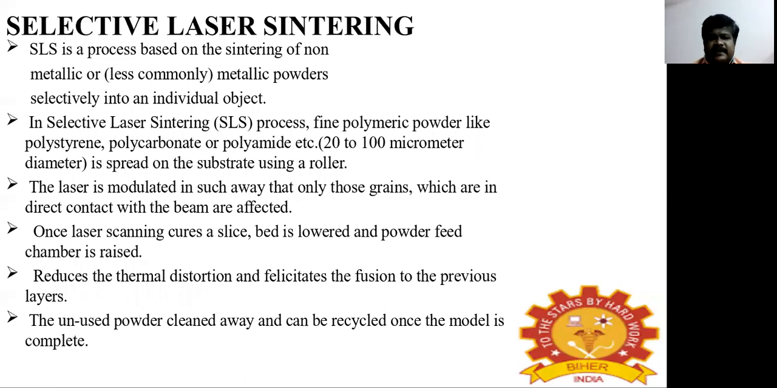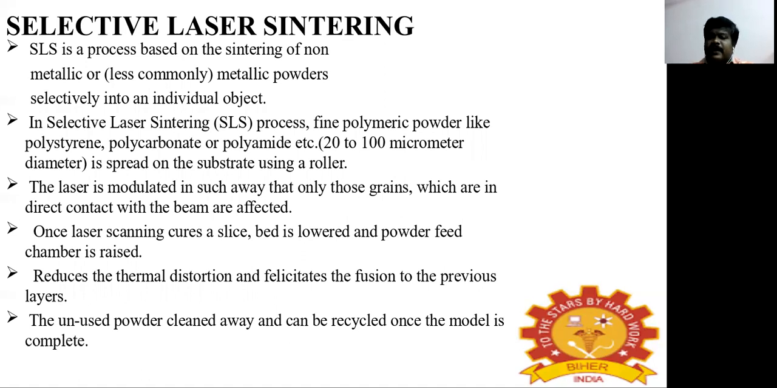So the SLS is nothing but selective laser sintering. It is a process based on non-metallic or metallic powders. In this process, the fine polymeric powder, say polystyrene, polycarbonate, polyamide, of 20 to 100 micrometer diameter, we will spread on the substrate by using the roller, and the laser will be modulated along the grain. So there will be direct contact with the beam. So the laser scanning will also cure the slice.